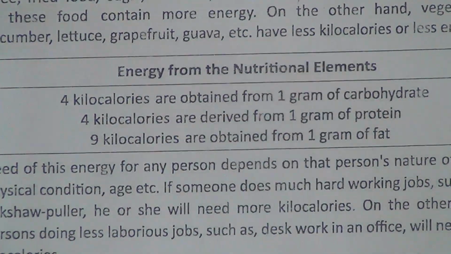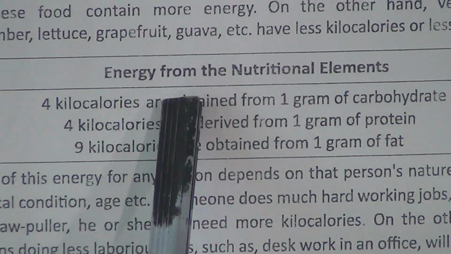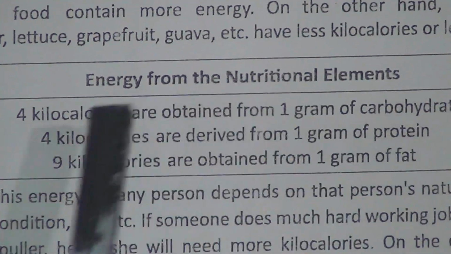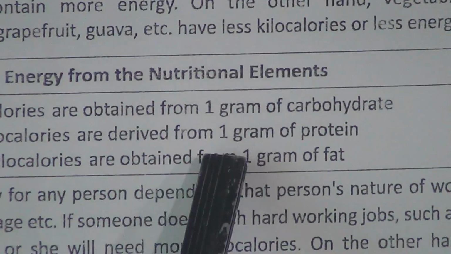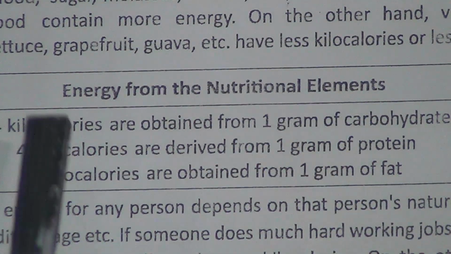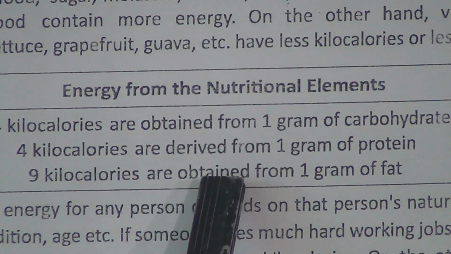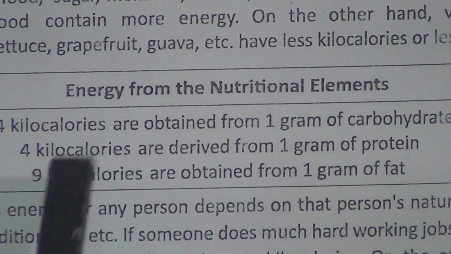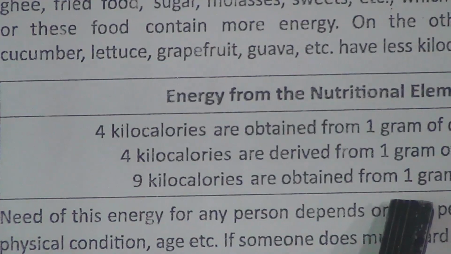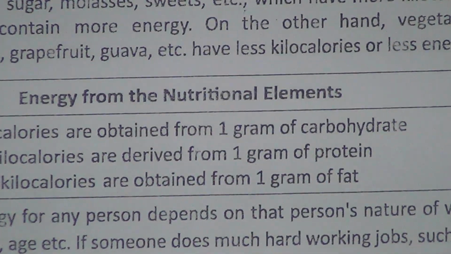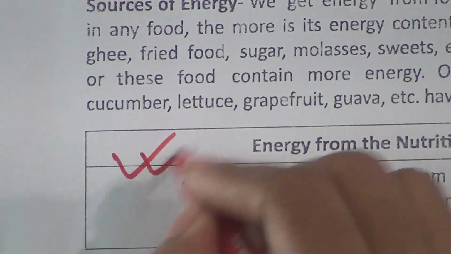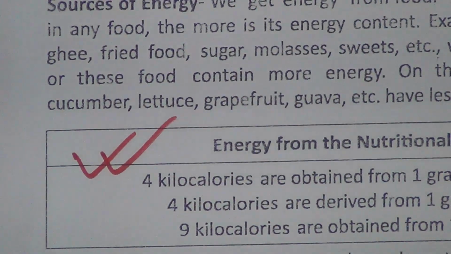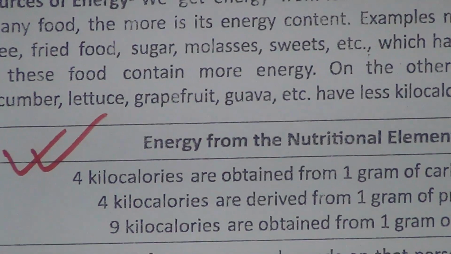Students will learn about this chart. Energy from the nutritional elements. 4 kilocalories are obtained from 1 gram of carbohydrate. 4 kilocalories are derived from 1 gram of protein. 9 kilocalories are obtained from 1 gram of fat. Students, please read this chart very carefully. This will be helpful for answering your multiple choice questions.